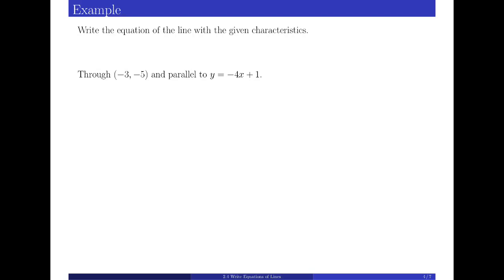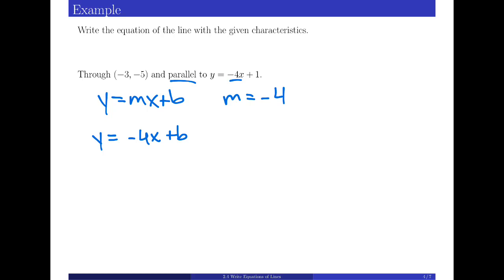We could be given a point that our line goes through, as well as a parallel line or a perpendicular line. So again, we're trying to fill in y equals mx plus b. We don't have either of those right now, but what information can I get from a parallel line? Well, if we want a line parallel to y equals -4x plus 1, parallel lines have the same slope. So the slope for the line that we want also has to be -4. So we know y equals -4x plus b.